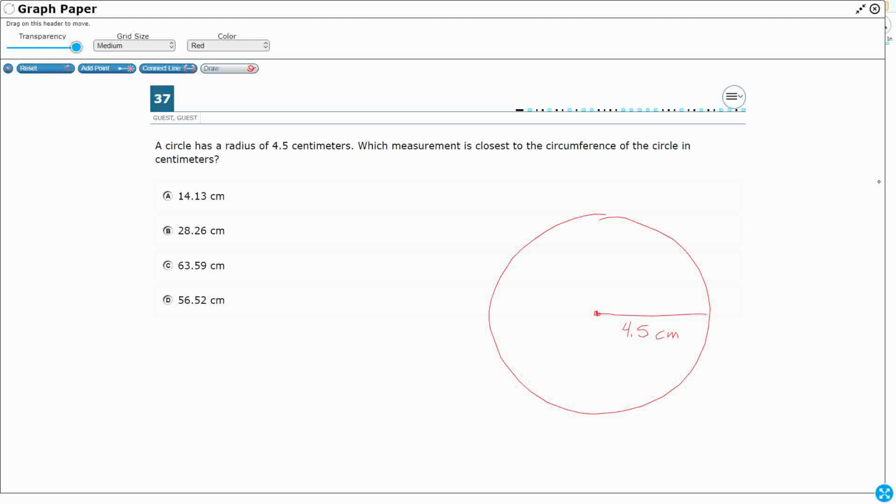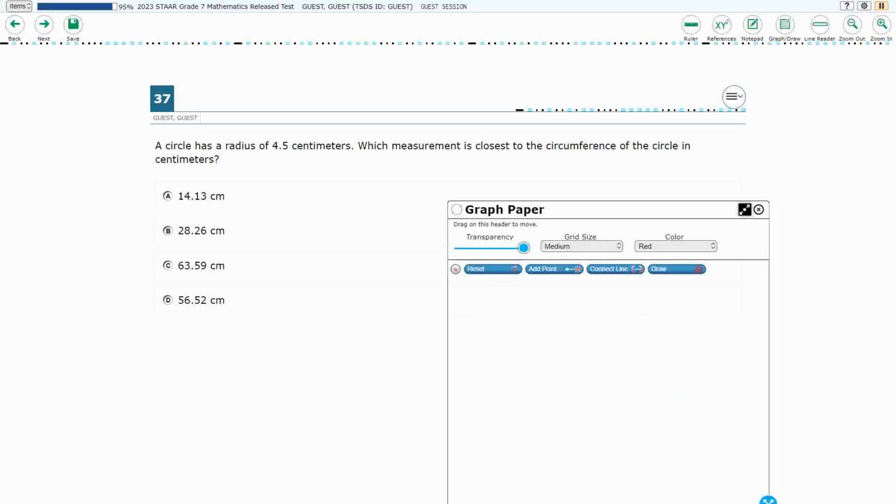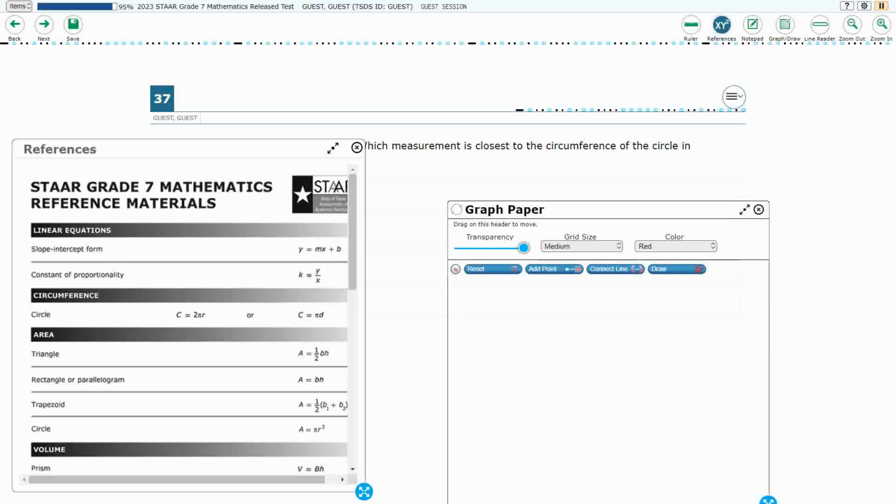We need to find the circumference. Okay, so the circumference is, I always think of this word fence that's kind of sitting there almost in that last part of the word circumference. A fence goes around a yard or a building, and the circumference goes around. Think of it like the perimeter. So let's look at reference materials. We see circumference right there. Circle is 2 pi r.